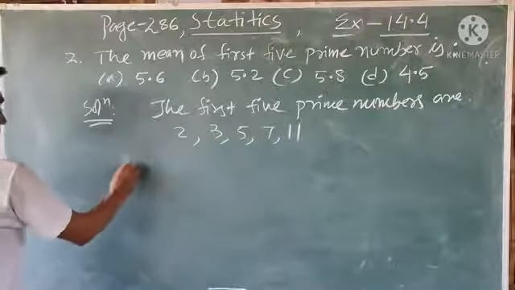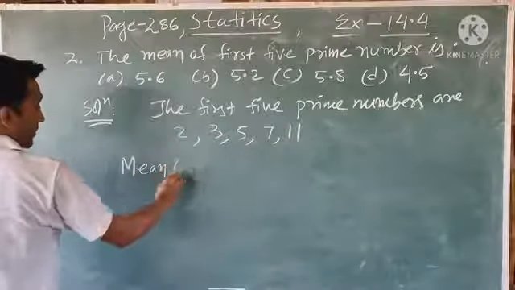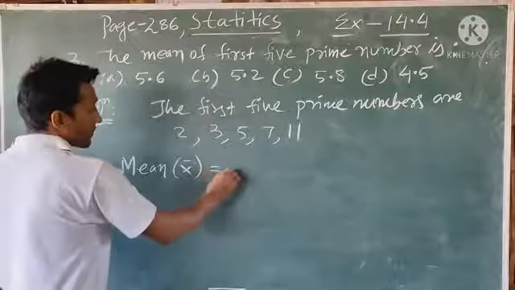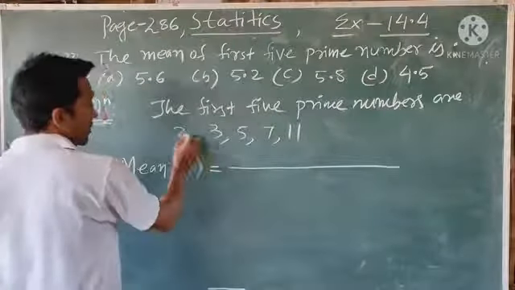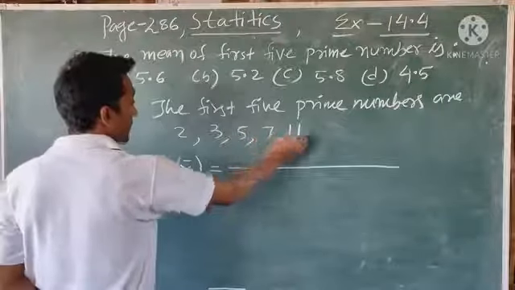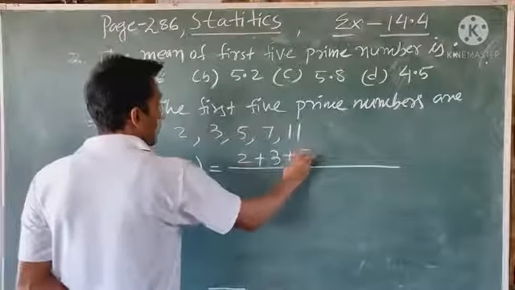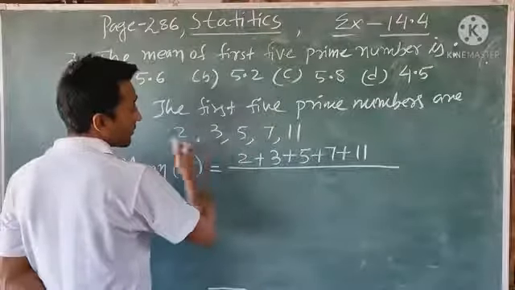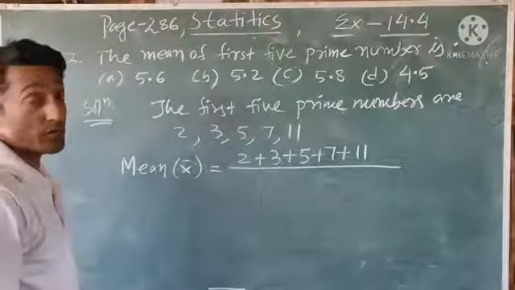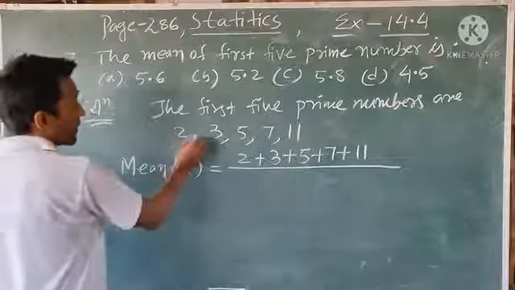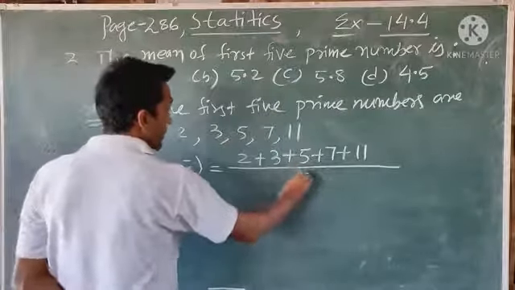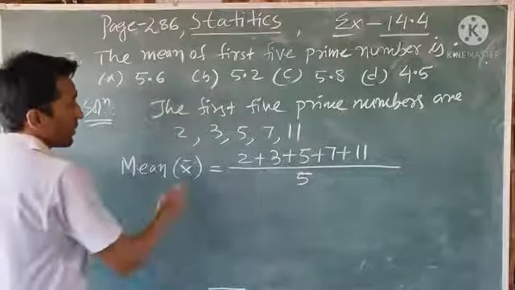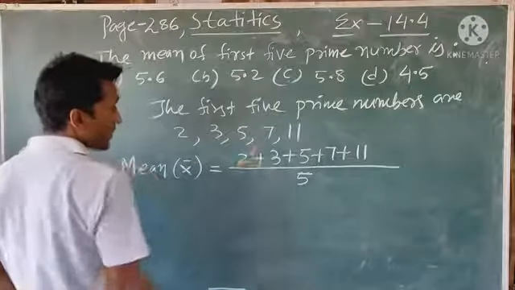So what is mean? How do we find mean? Mean is denoted by x bar. Mean is the sum of all observations. What are the observations? 2, 3, 5, 7, 11. You find the sum of all observations and divide by the total number of observations. How many observations do we have? 1, 2, 3, 4, 5. So you have to divide the sum of observations by the total number of observations.